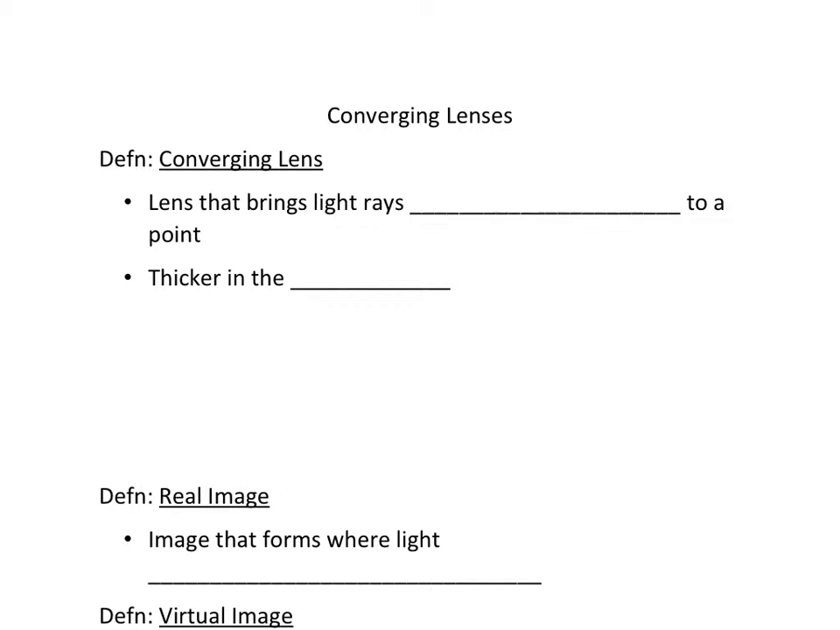The last thing we need to cover with light are our lenses, and we're only going to deal with converging lenses. All a converging lens is, is a lens that brings light rays together. They converge, they want to be together at a point, and they're thicker in the center. This is opposite of a diverging lens, which brings light rays apart. But we're only going to deal with converging.